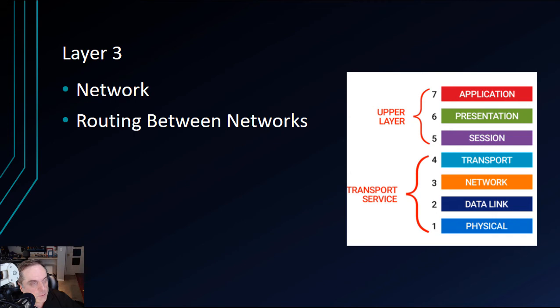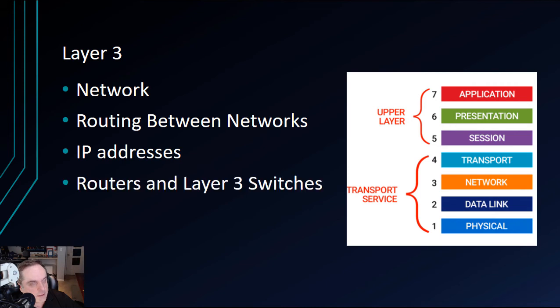Now we're at layer 3, and that is the network layer. It routes between different networks. So just as switches send data back and forth on the same network, routers send data back and forth between differing networks. IP addresses sit at the network layer. So TCP and UDP may sit at layer 4, but the IP addresses themselves, the IP portion of a TCP/IP address, sit at the network layer. And we talked a lot about IP addressing in previous videos.